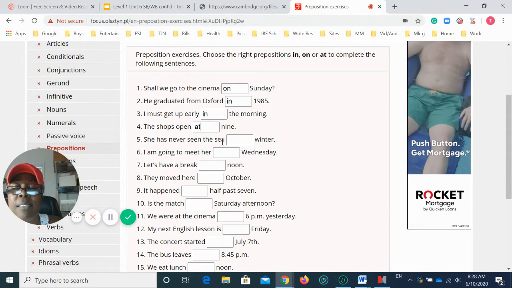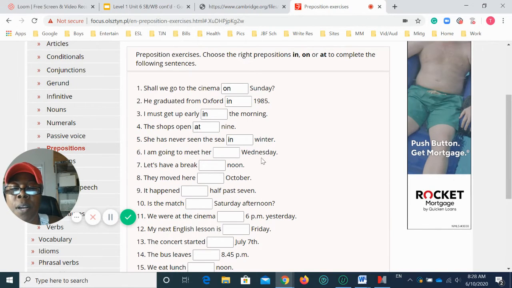She has never seen the sea. And here we have a season. This one I don't like so much, but we will go with in winter. She has never seen the sea in winter. We usually say in the winter, in the summer, in the spring, in the fall. I think this is partially a British website, so that's why it says in winter.